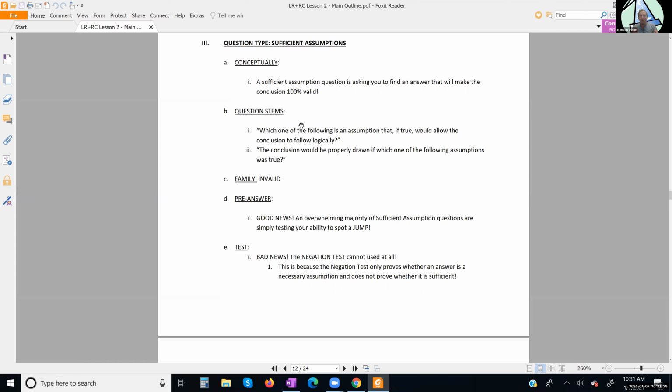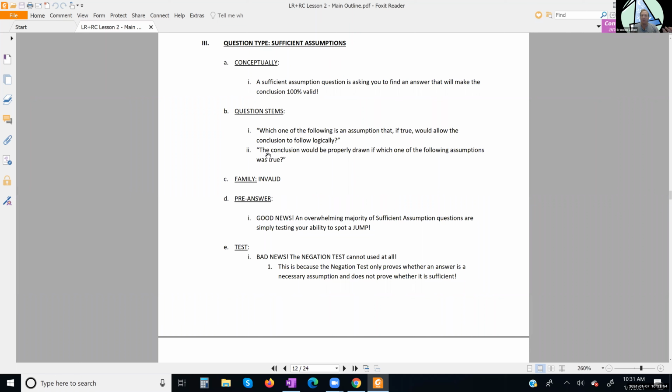What you are looking for, and what you are being tasked with by the question, is finding an answer choice that would make the argument perfect. It would make the argument 100% proven. Now, when I say that, I just want to differentiate. It doesn't have to just make it a little better. It can't just support the argument. That would be a strengthening question, which is covered separately. Sufficient assumptions are questions that will make the argument 100% true.